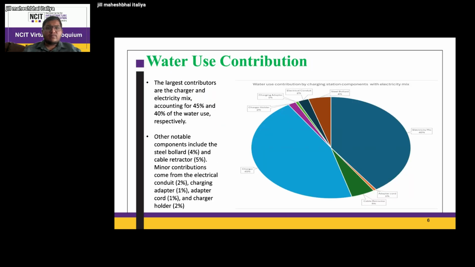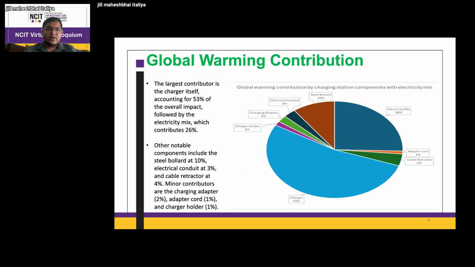Let's have a pie chart view for the water use contribution. The largest contribution for the EV infrastructure is due to the electricity mix which we're using from the grid, and the second one is the charger itself. Someone might question why the charger has the most water use, as we know that it uses semiconductors in its manufacturing, and that requires a very pure form of water. Other notable components include the steel bollard and cable retractor, and minor contributions from the charging adapter, charging cord, and the charging holder.